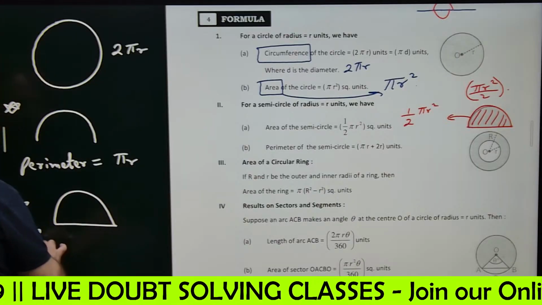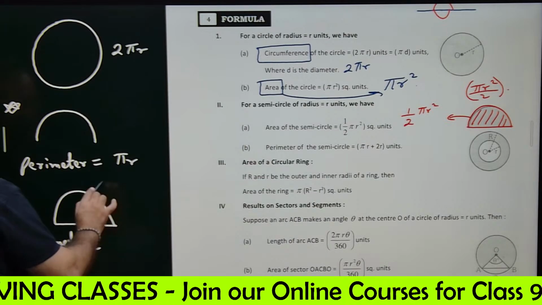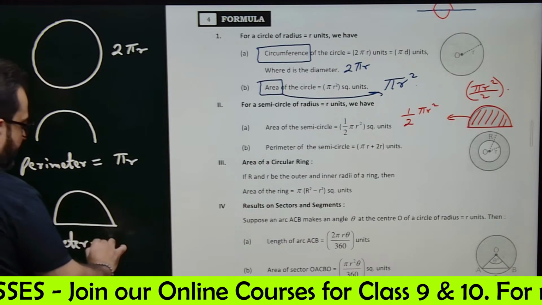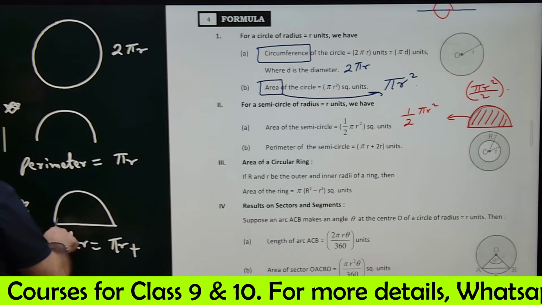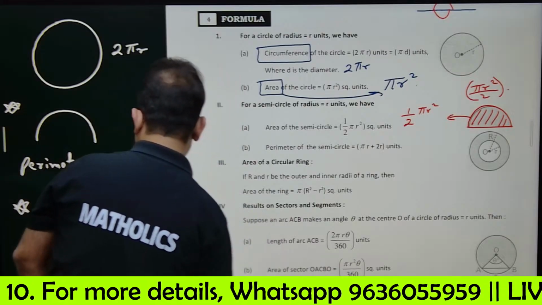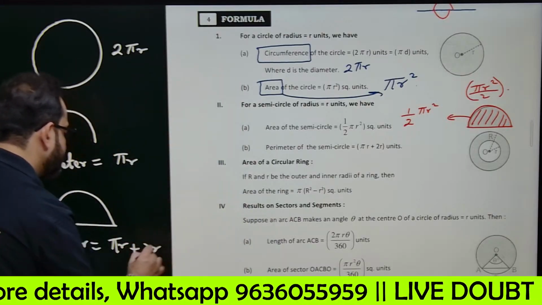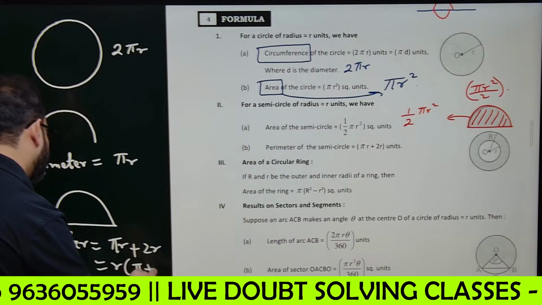So its perimeter will be equal to what? Anyone in the comments? It will be pi r for this circular part, plus, if this is the radius, this length will be what? Twice of r, yes or no? Twice of r. So it will be pi r plus 2r. If you take out r common, it will be r into (pi plus 2).